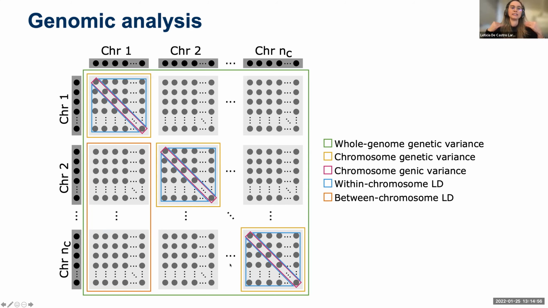Then we can go deeper and partition this yellow part into genic variance in the diagonal and within-chromosome linkage disequilibrium off the diagonal. So basically, genic variance refers to locus variance. Within-chromosome linkage disequilibrium refers to covariance between loci in the same chromosome, and between-chromosome linkage disequilibrium refers to covariance between loci on different chromosomes in this part here.